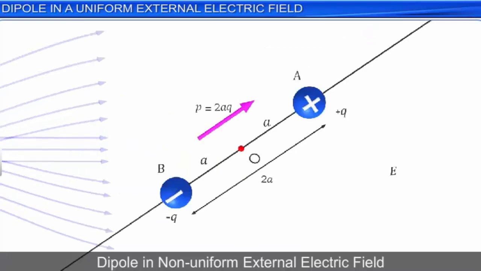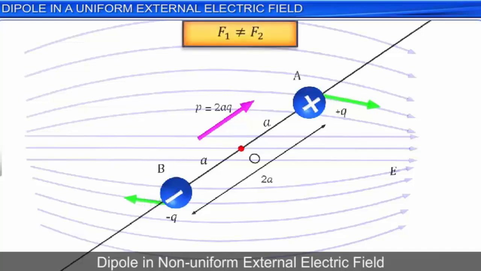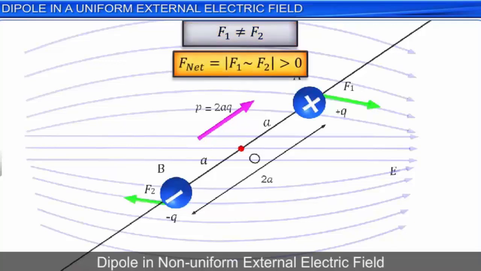But when it is placed in a non-uniform external electric field, then the charges plus Q and minus Q of the dipole do not experience equal and opposite forces. Each experiences a force of unequal magnitude, say F1 on plus Q and F2 on minus Q, in different directions depending on the direction of the electric field strength at their respective locations. Hence, there is a net force on the dipole.